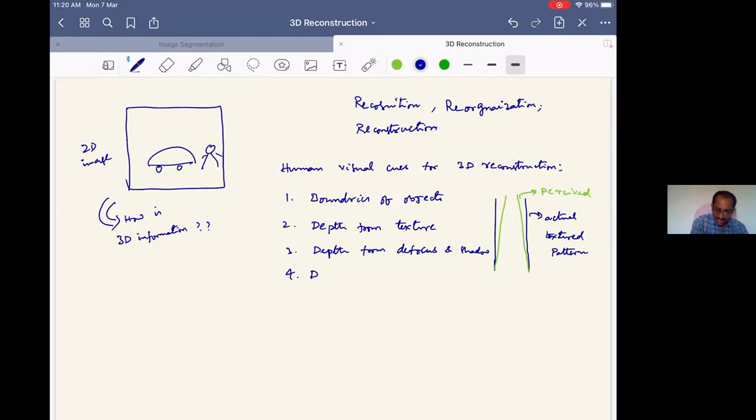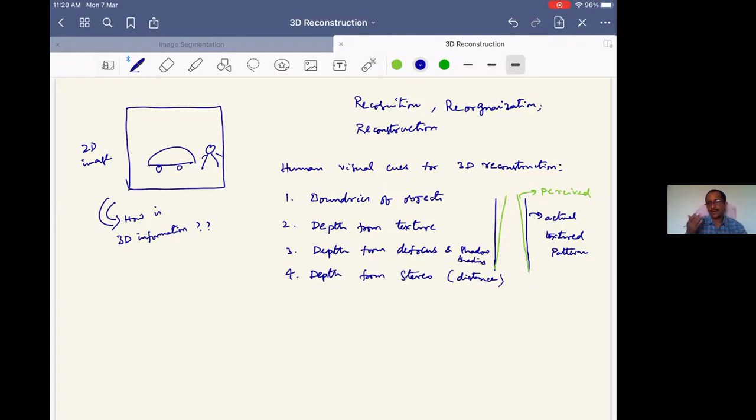So the other thing is depth from stereo. It directly characterizes the distance. With respect to this distance, we also have depth from shading, and then depth from shadow or shading as well.